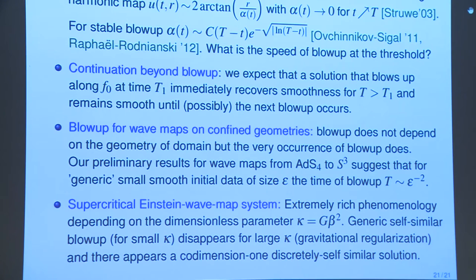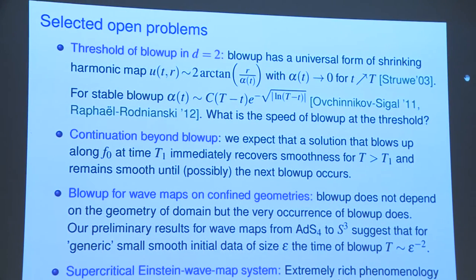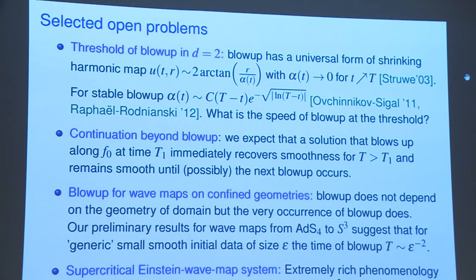Okay, so let me finish by mentioning some open problems. I said before that the critical dimension is well understood, but there is one exception. Namely, we don't know what is the threshold of blow-up in two dimensions in the following sense. It is known, by a result of Struwe, that if there is blow-up in critical dimension, it must have the form of a harmonic map shrinking asymptotically to zero. So this is the profile of the harmonic map in our case. The function alpha of t, the speed of blow-up, must go to zero.